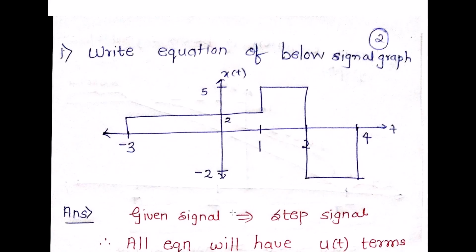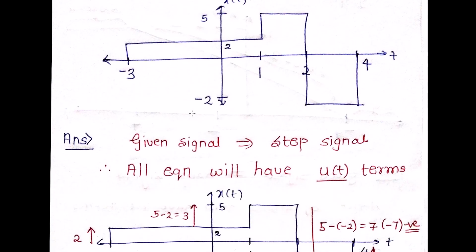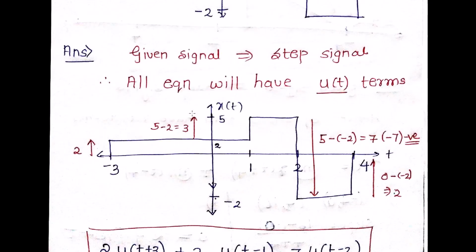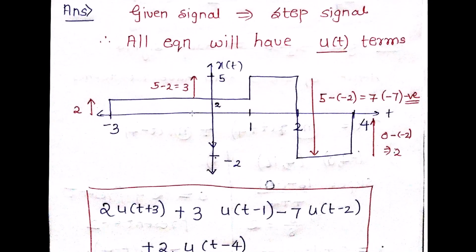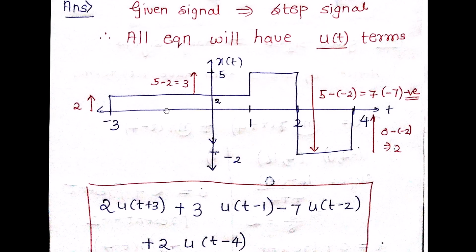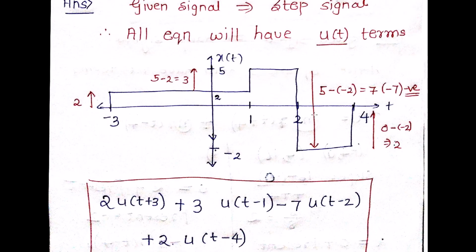So this is the first question. The question says: write the equation of the below signal graph. This is the graph which is given to you, and we'll see how to solve this question. If you look at this graph, you will see that the entire graph has only step functions. From -3 there is a step going up, from 1 there is a step going up, at 2 there is a step down, and again at 4 there is a step up. So this is a basic signal graph from which we are going to derive the mathematical equation.